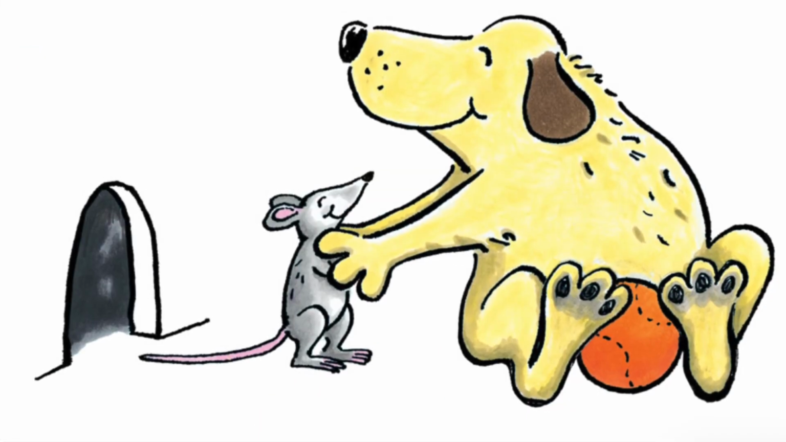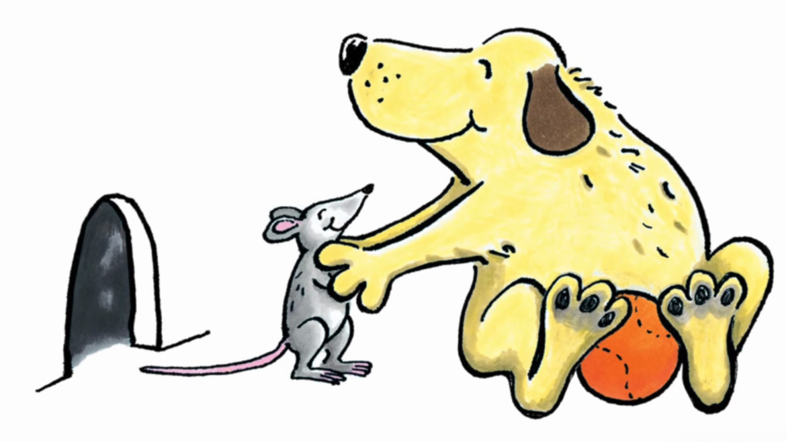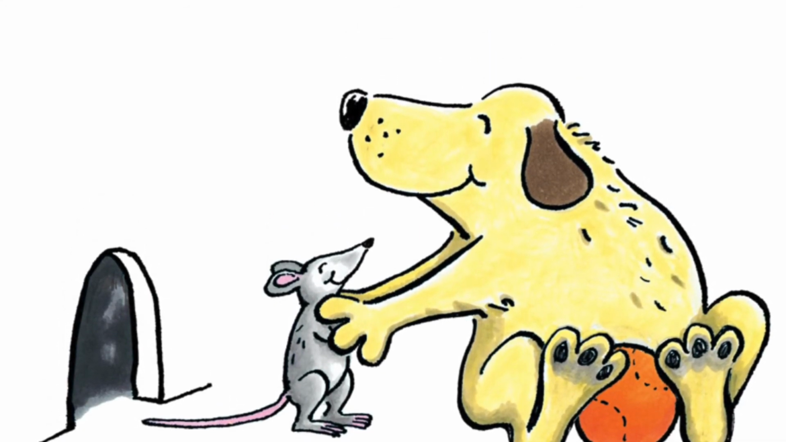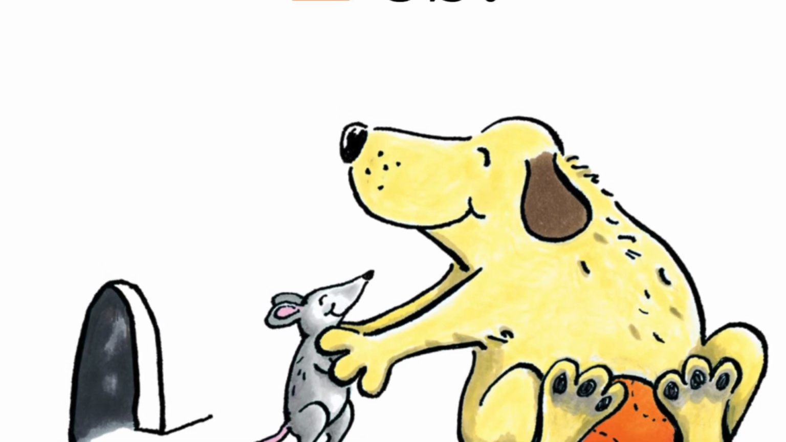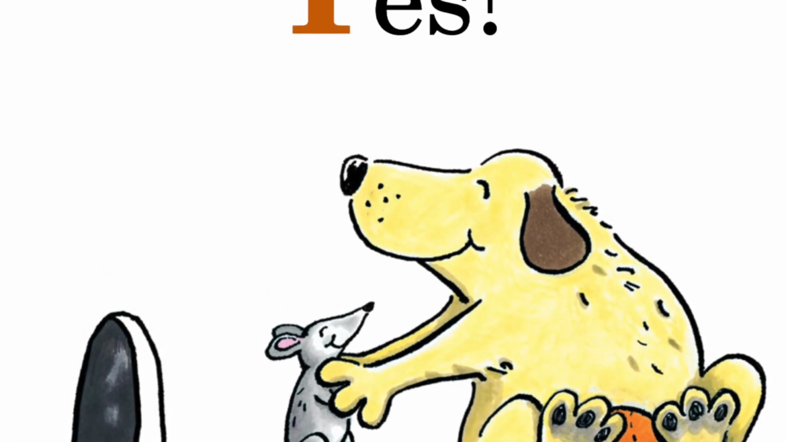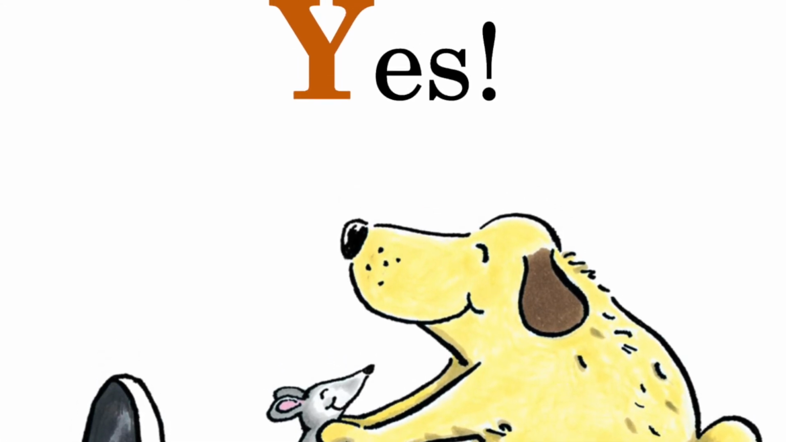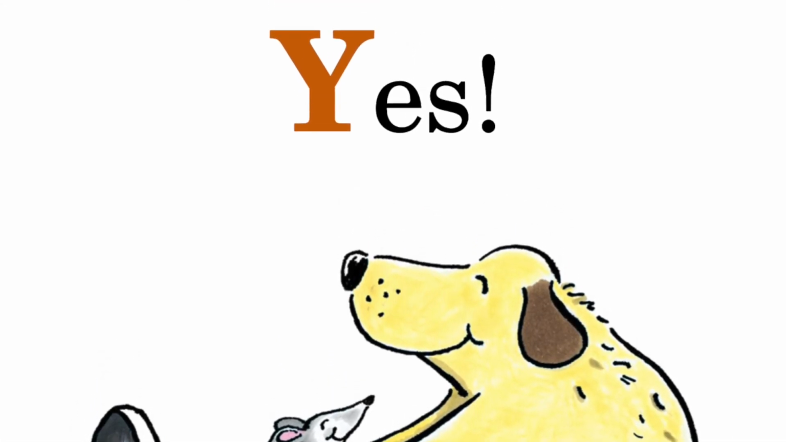Oh, and Y is for yes. They're happy. They're not fighting or chasing each other anymore. Now they can just hang out and be friends together. But we have one more letter left. What could it be? Yeah, we know it's the letter Z. Can you think of any words that begin with the letter Z? That's a really hard one.